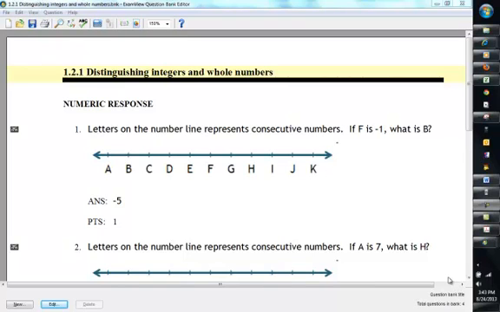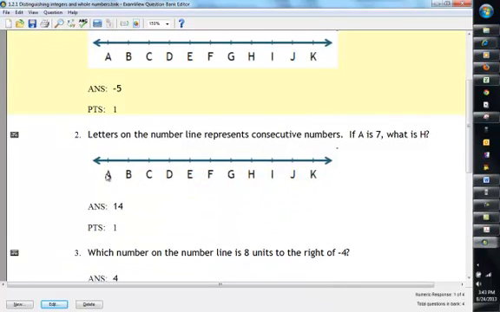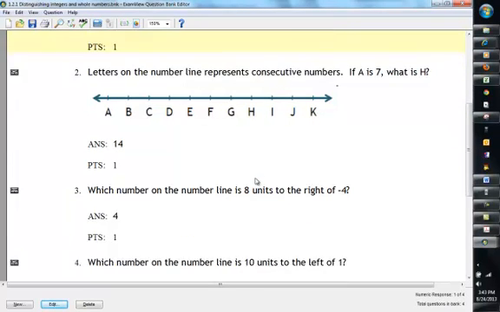Lesson 2, we're working with integers, which are just positive or negative whole numbers. Let's look at this first example. If f is -1, then you're going to count backwards to b. -1, -2, -3, -4. b would be -5. If a is 7, what's h? 8, 9, 10, 11, 12, 13, 14.